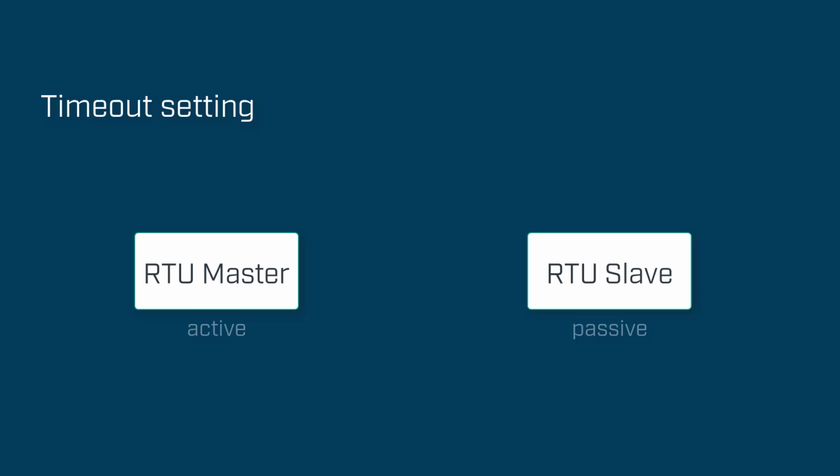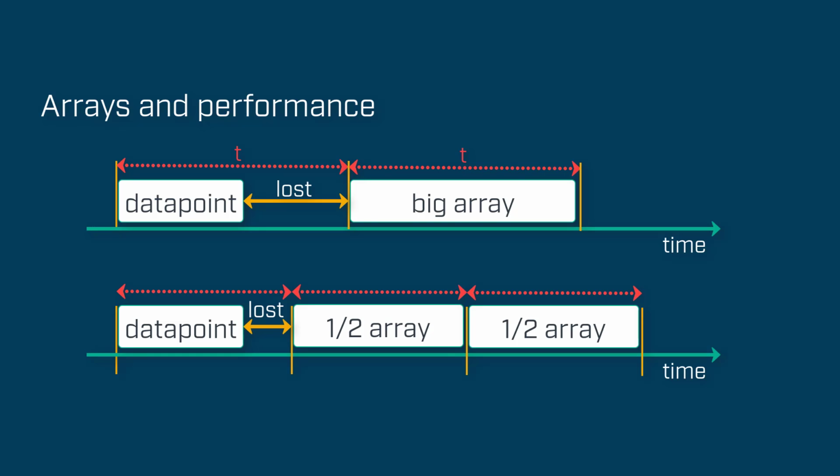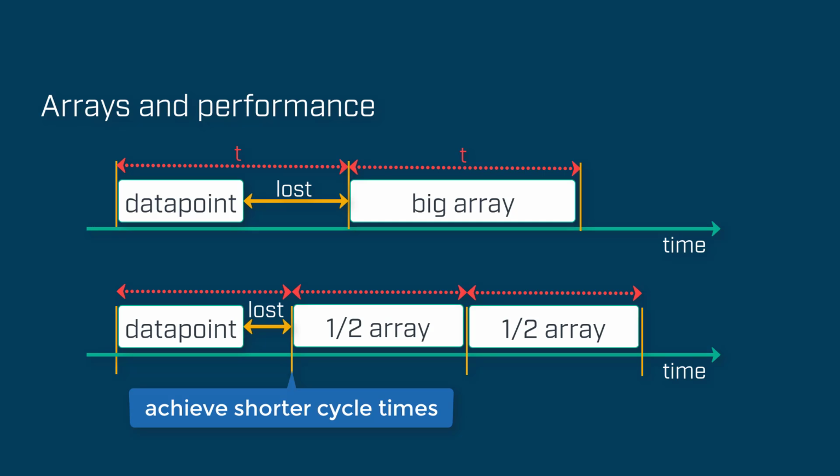RTU masters send requests sequentially, so each request timeout starts after the previous request has finished or had a timeout itself. So the timeout must be high enough to transfer the biggest request of data, but not too high, to avoid losing time if a request fails. Please keep in mind that transferring arrays takes longer and gets handled with the same timeout. So if you have a mix of some arrays and many single data points, for optimized performance you might prefer to split the arrays.